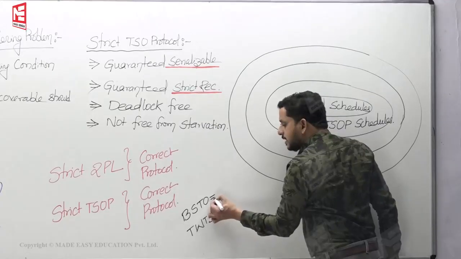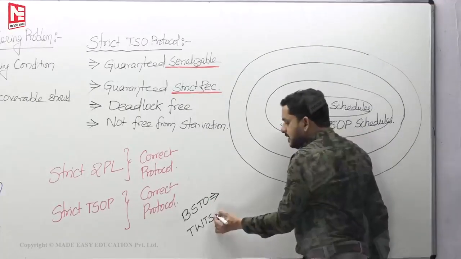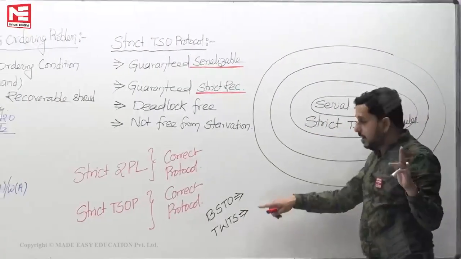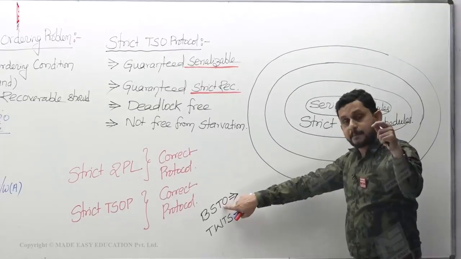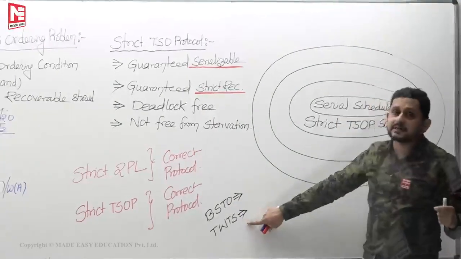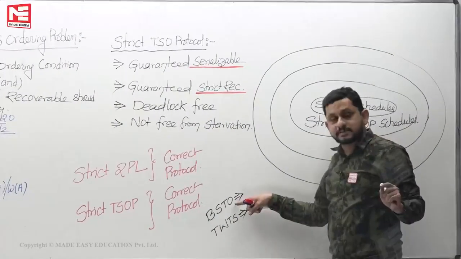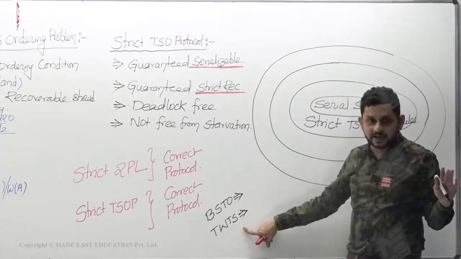Basic timestamp order has more rollbacks, three possible rollbacks. Thomas Write rule timestamp order has only two rollbacks. It means the schedule which is allowed by basic timestamp order is always allowed by Thomas Write rule. If there are no rollbacks because of basic timestamp, that schedule is guaranteed no rollback because of Thomas Write rule.